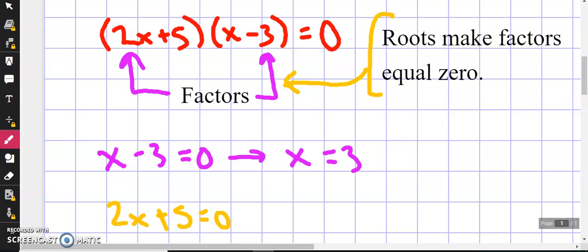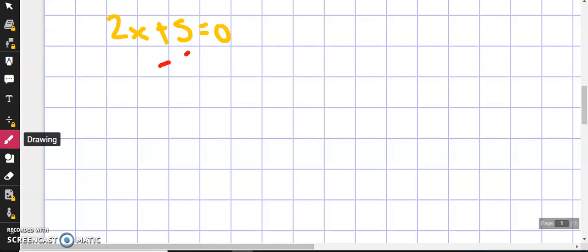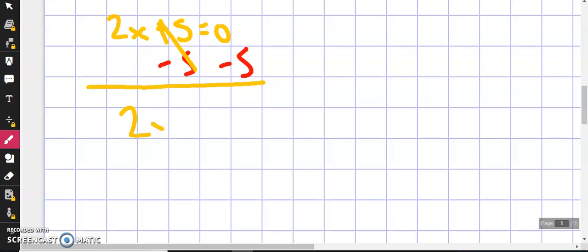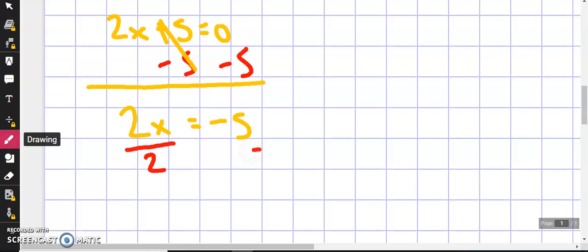To get my 2x plus 5 equal to 0, I might need to do a little bit of solving. We know we can subtract the 5 on both sides. And if we have 2x equal to negative 5, we can divide by the 2. So our second root is going to be negative 5 halves.